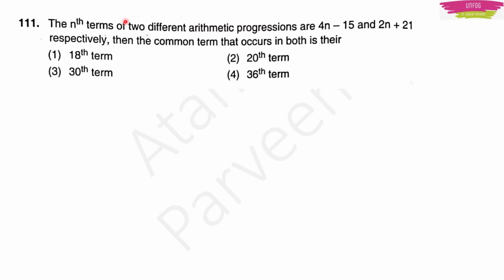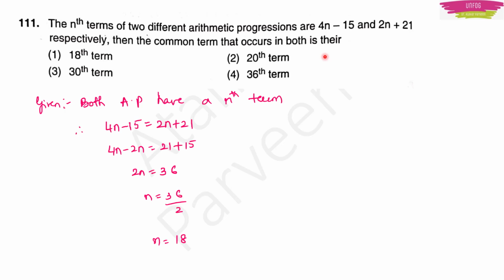Next question. The nth terms of two different arithmetic progressions are 4n minus 15 and 2n plus 21 respectively. Then the common term that occurs in both is. Which term is it? The common term is which term they are telling. One clue which they are giving is that they have one common term, right? If they have a common term, you can equate 4n minus 15 and 2n plus 21. So you get n is equal to 18. So the common term is the 18th term. Option 1 will be the correct answer.